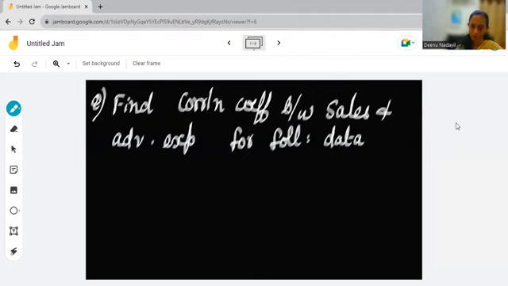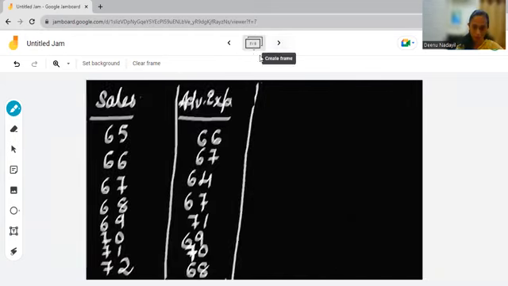Find the correlation coefficient between sales and advertising expenditure for the following data. Here two variables are given to us. What are the variables? Sales and advertisement expenditure. Sales is given, advertisement expenditure is also given here. The values are given here. So now how will we deal with this?